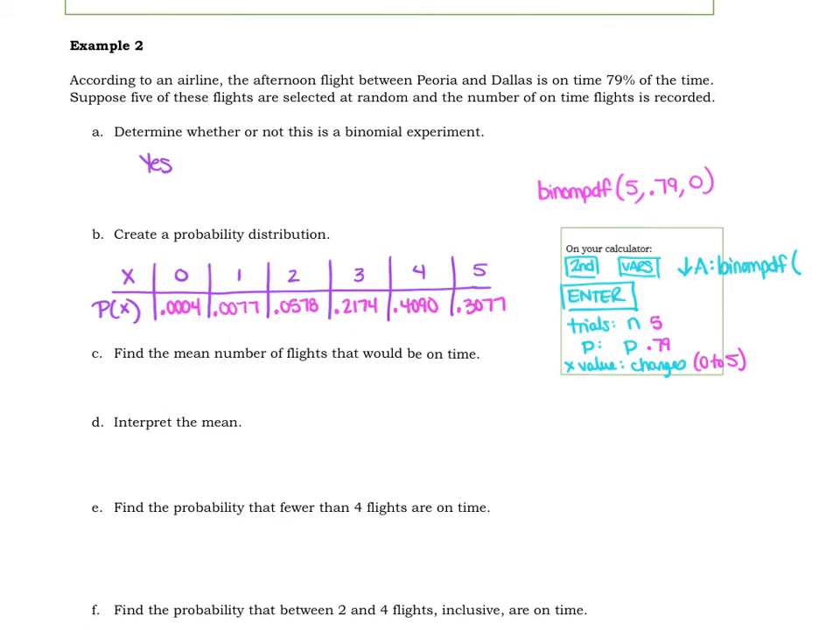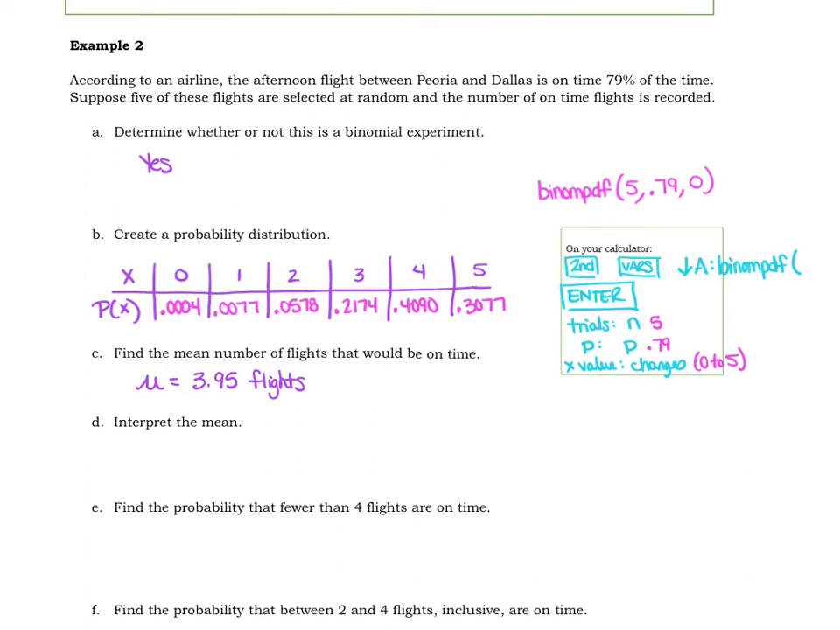All right, find the mean number of flights that would be on time. Mean number of flights is mu. We are looking for mu. So remember, all those x values now go into L1. Your probabilities go into L2. And we go back to our good old friend, one variable stats. Mu is the same as x bar. You should get 3.95, and our unit here is flights.